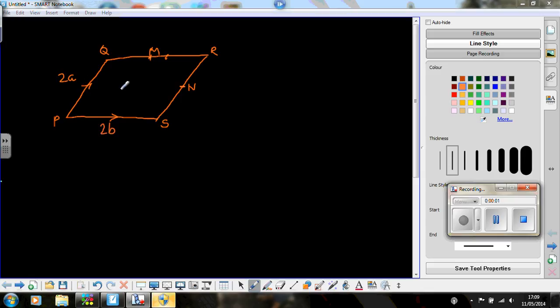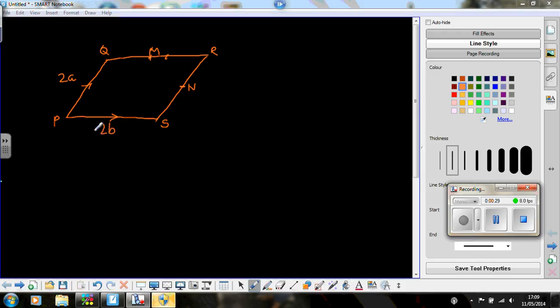And welcome to the solution to QR code 4. In this question, you're told you've got a parallelogram, and you're told that PQ is the vector represented by the vector 2a, and PS is represented by the vector 2b. You're also told that M is the midpoint of QR and N is the midpoint of SR.